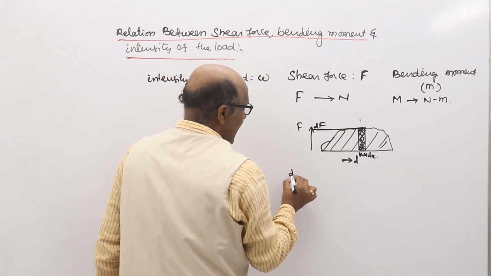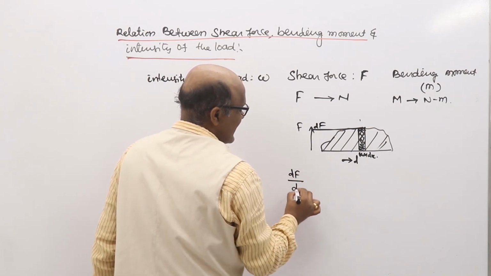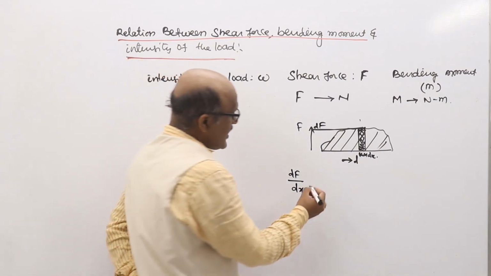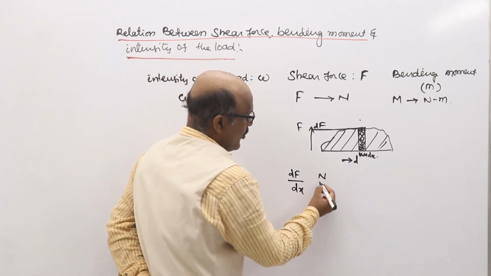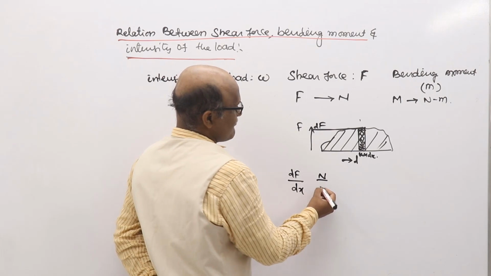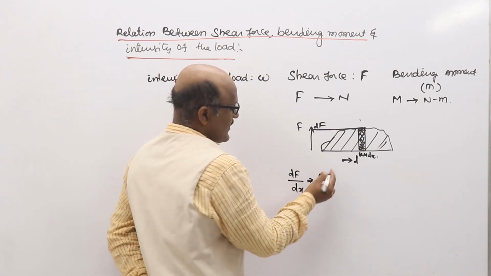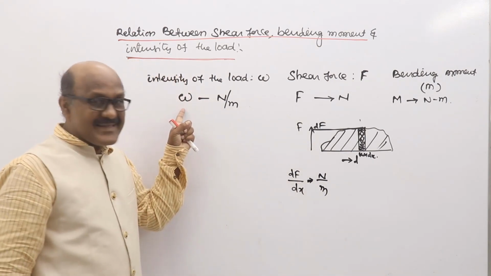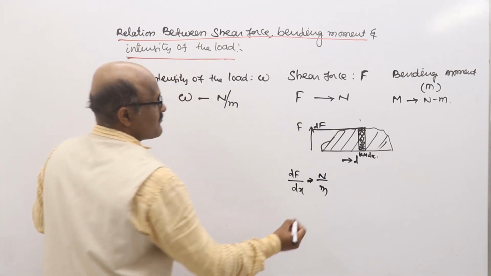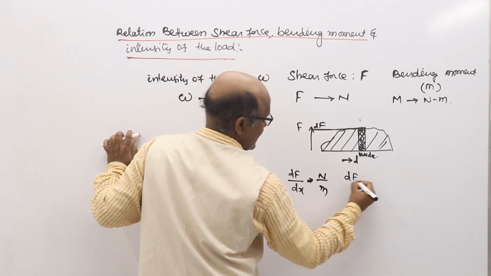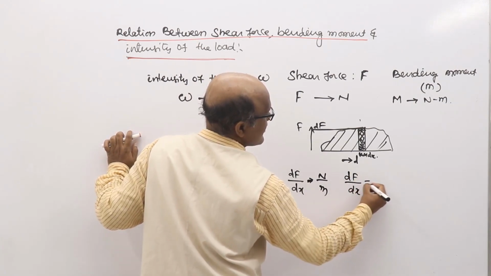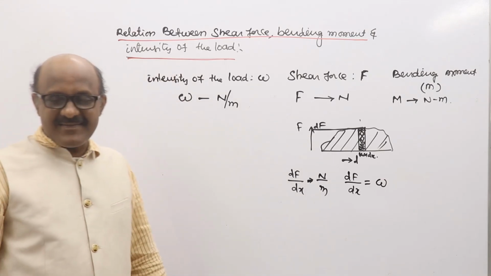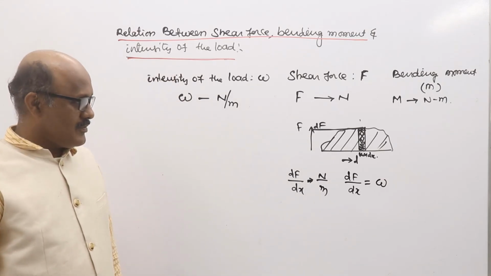Now dF divided by dx. Here is force, this is distance. What are the units for the force? Newton. What are the units for the distance? Meters. So what is Newton per meter? Newton per meter is nothing but W. So dF by dx is equal to W.